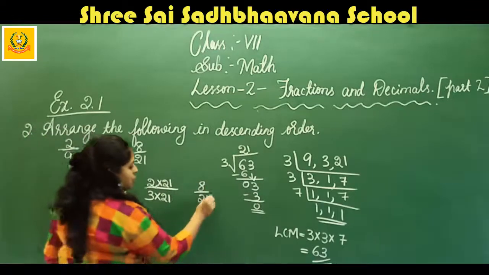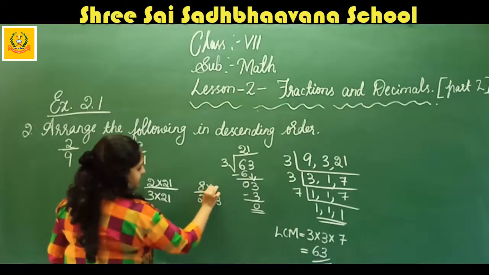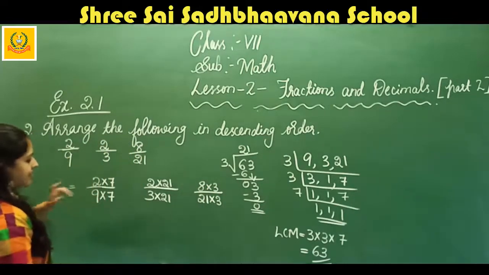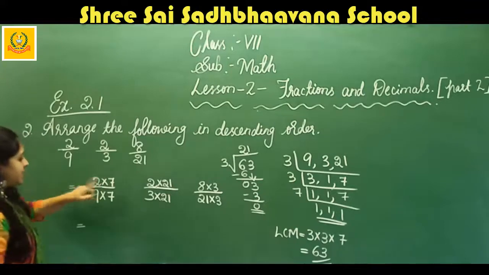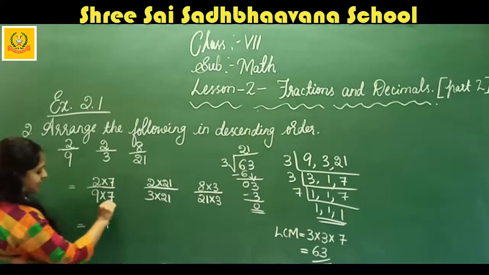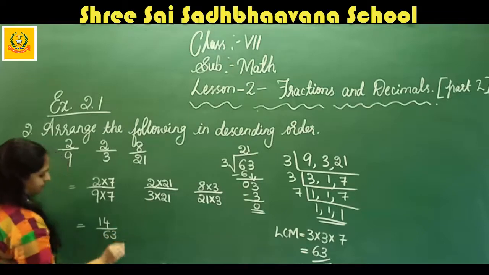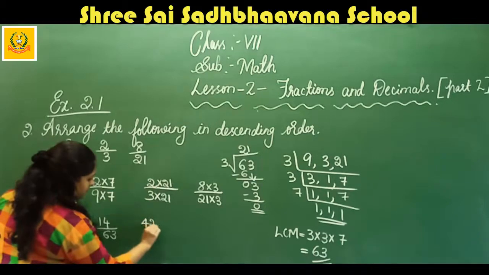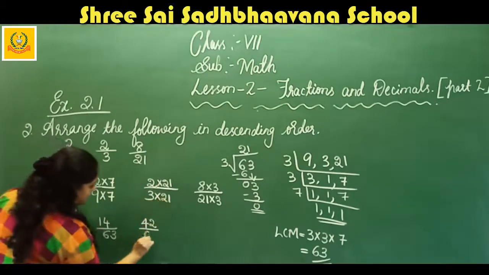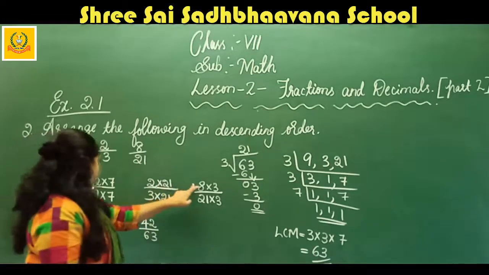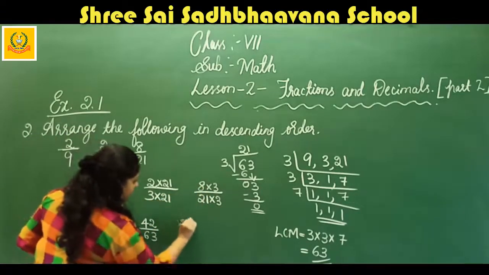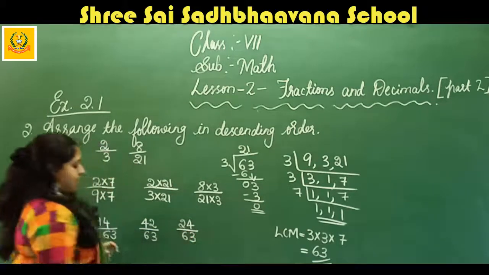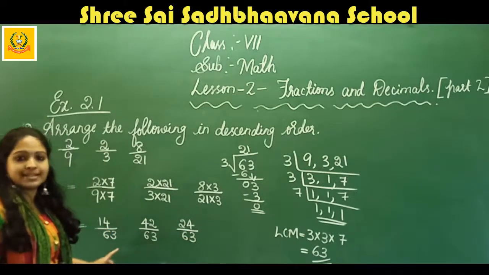Easy, right? Yes. So now I have to multiply this by 3, even this also by 3. Now let us multiply and write the fraction. 2 7s are 14. 9 7s are 63. Next, 2 21s are 42, 3 21s are 63, 8 3s are 24, 21 3s are 63. Now you can see here all the denominators are same.